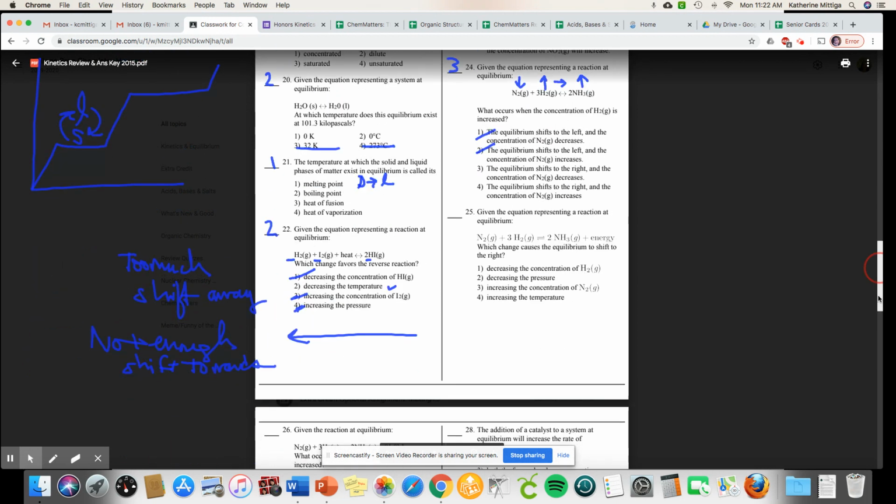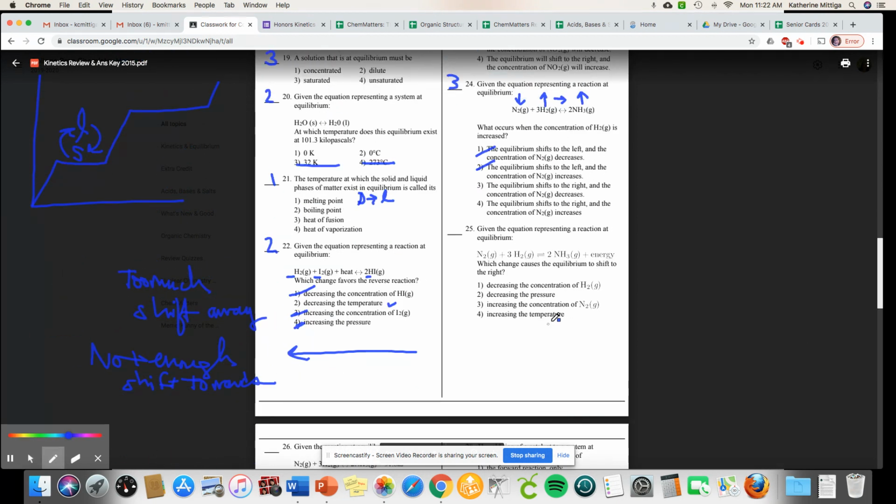All right, how's it going? 25. Again, we have the Haber process. Which change will cause the shift to the right? Decreasing H2? No, because that would be not enough. Shift toward, so that's not it. Pressure. We do have gas phase. We do have unequal number of moles because this is 1 plus 3 is 4, and 2.